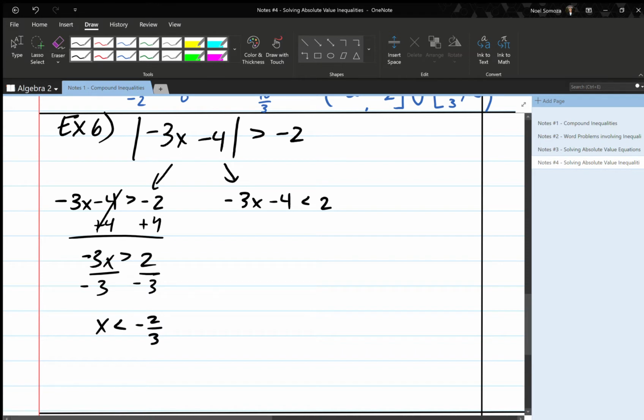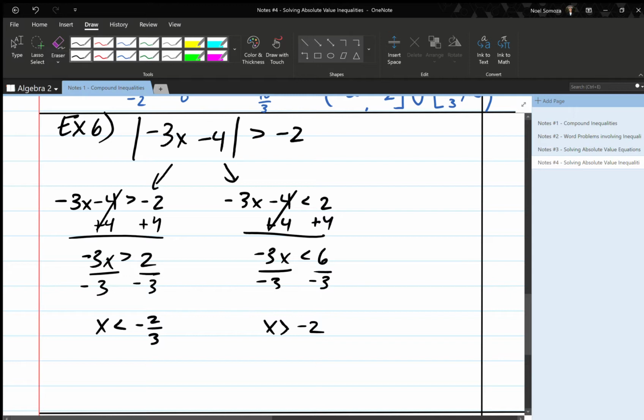On the other end, I add 4. Negative 3x less than 6. Divide both sides by negative 3. X has to be, in this case, now I flip, greater than negative 2.